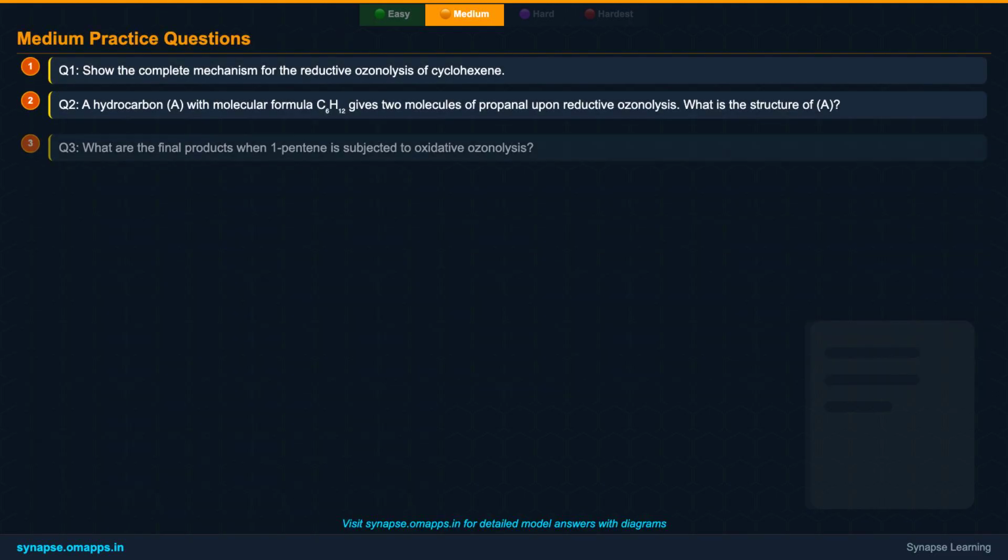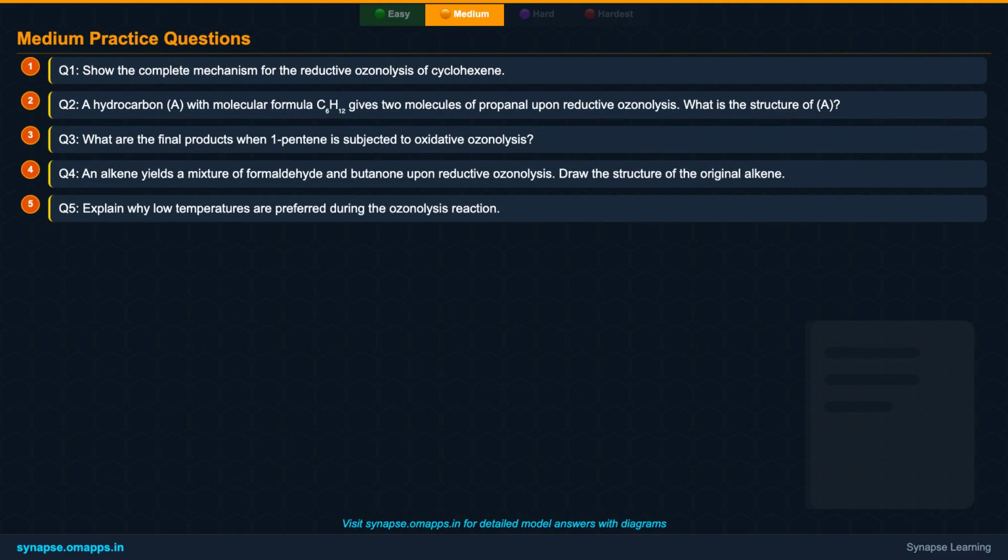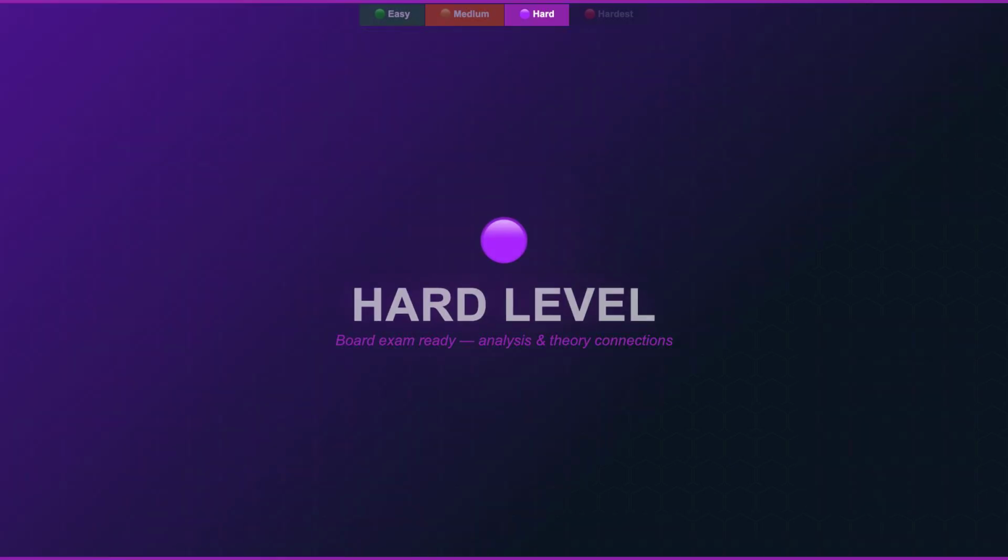Now that we've explored the Criegee mechanism and the critical role of workup conditions, let's tackle these 5 medium-level practice questions. These will require you to apply your knowledge of both predicting products from reactants and working backward to identify the original alkene. Pay close attention to the details of the workup reagents. Good luck!